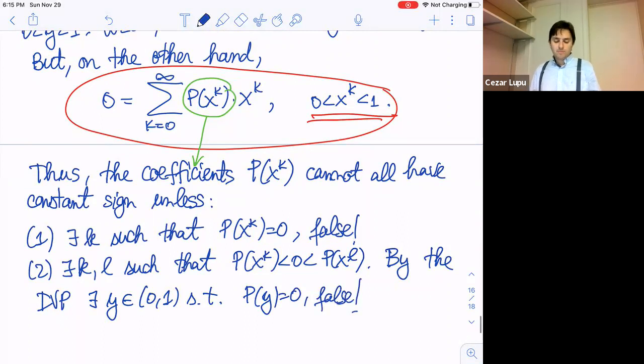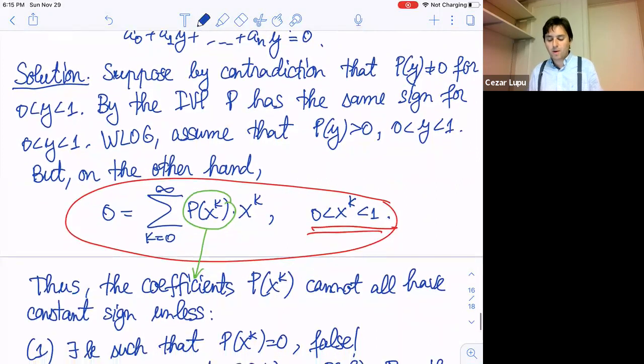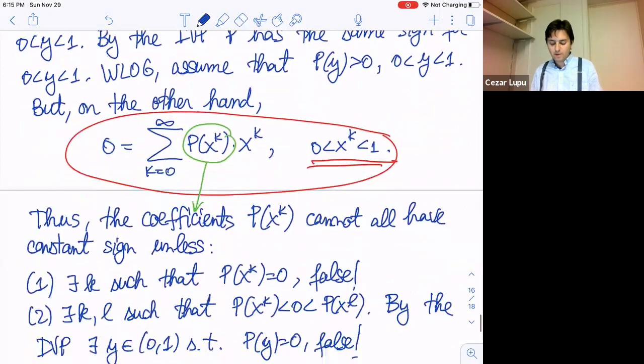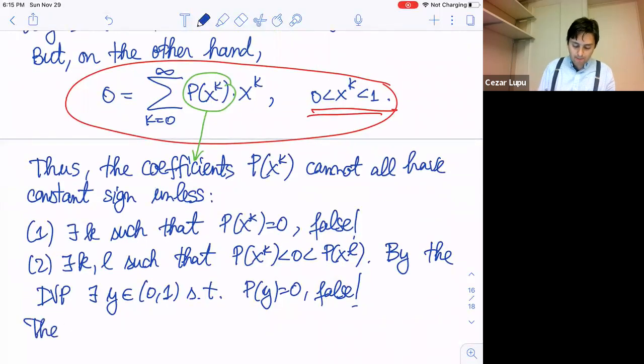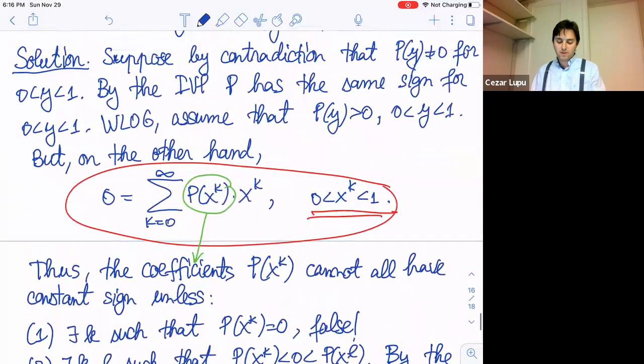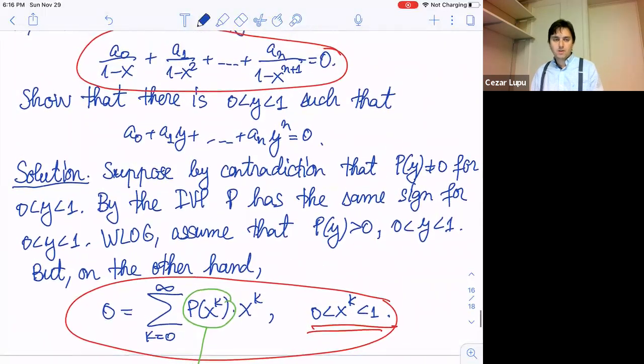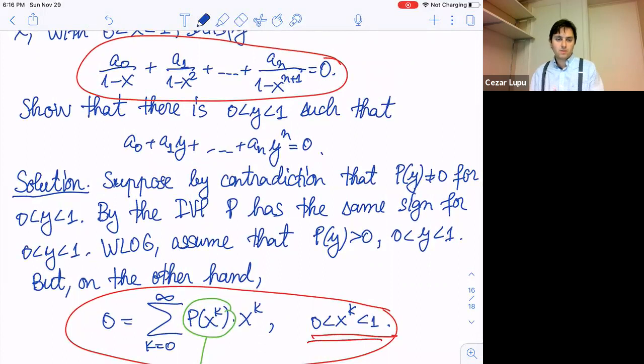All right, so where did the contradiction come from? From our assumption that P of y is not 0. So the conclusion follows. And that's it. That's the end of the problem. It's a pretty beautiful but very easy one. Basically, the main idea is just to interpret this condition, write it in terms of polynomials and the geometric series, and then use the intermediate value property.